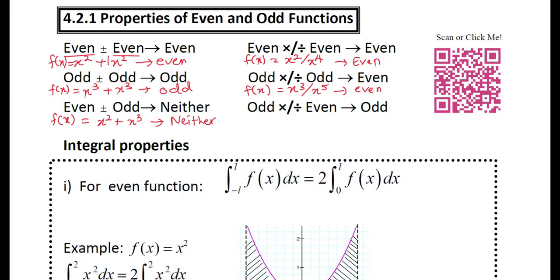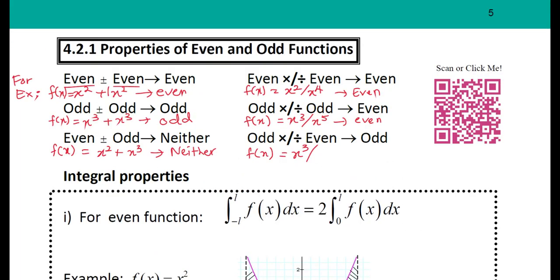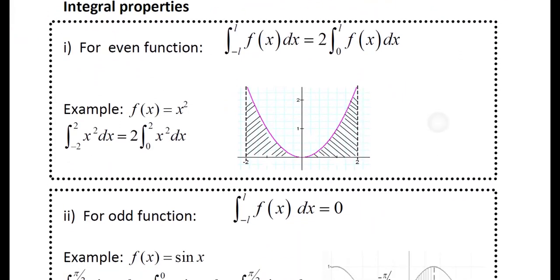Okay, this is an example. So the last one is odd multiply or divide by even function, we get odd function. For example, f(x) equal to odd, which is x cubed, divided by even, let's say x squared, so you get odd function.